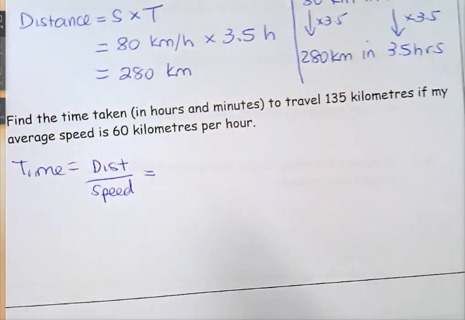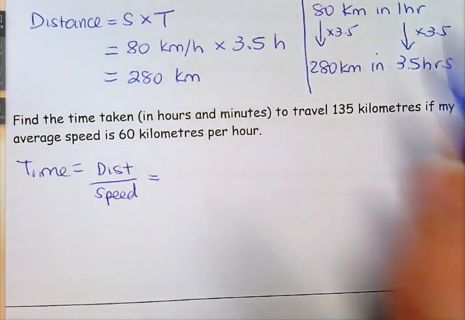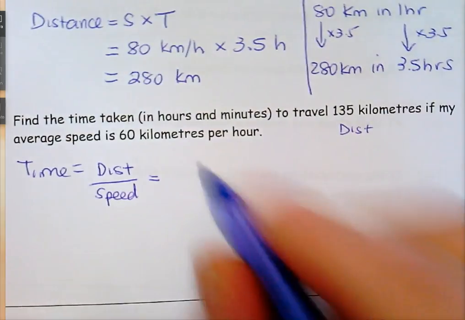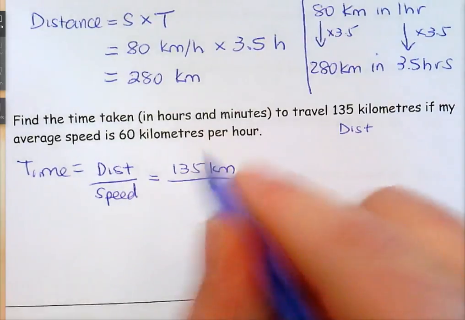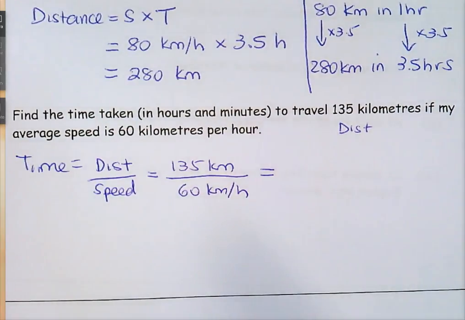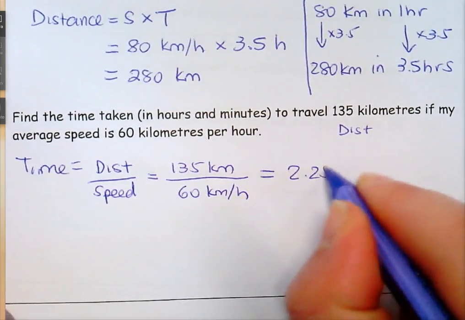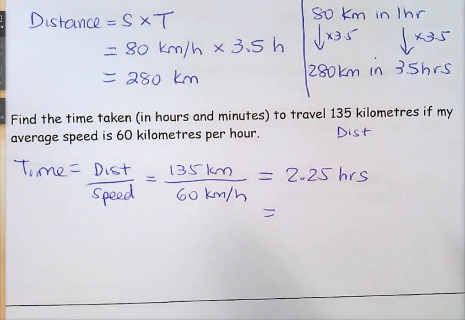What distance do we have? Which one's the distance? 135. Yeah, that's definitely the distance, 135 kilometres. And what's the speed? 60 kilometres per hour. So your answer is going to be in hours. Did anyone work out 135 divided by 60? 2.25. Yeah, 2.25 hours. Now, girls, you know 0.25. Do you know what fraction that is? 0.25. Two quarters.